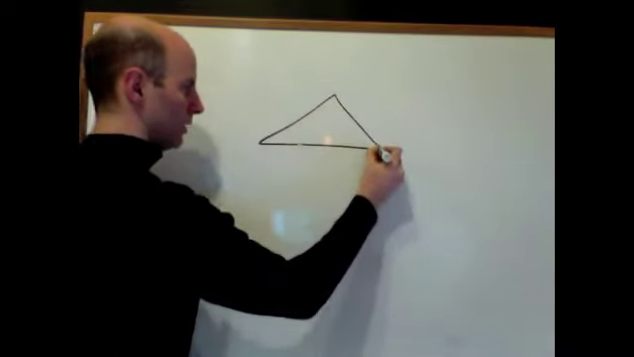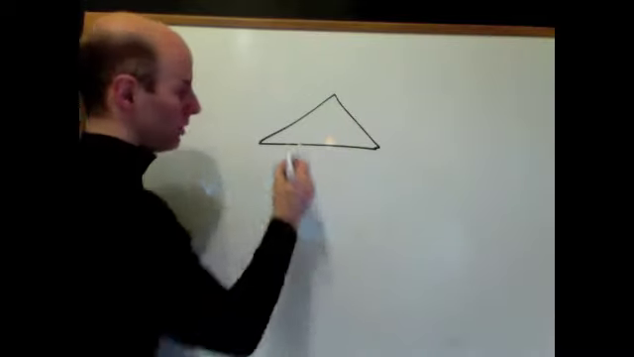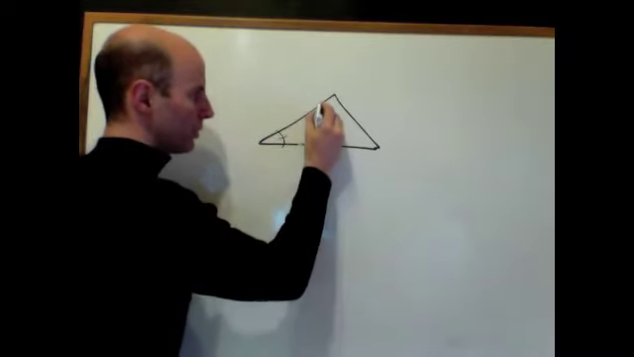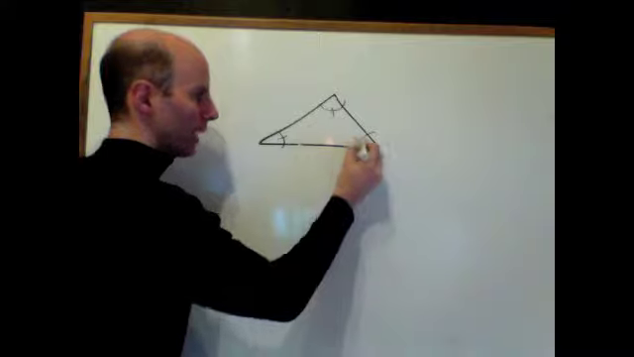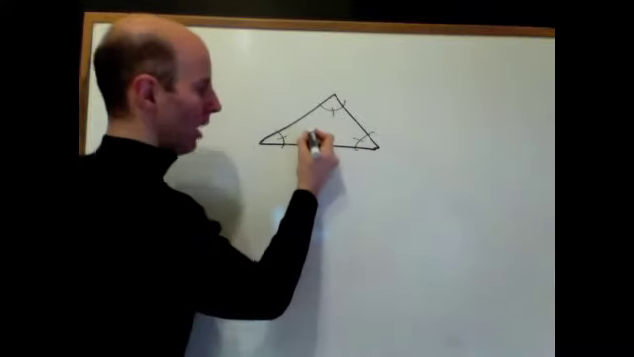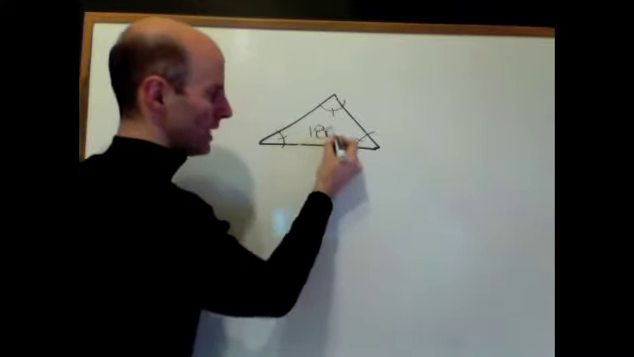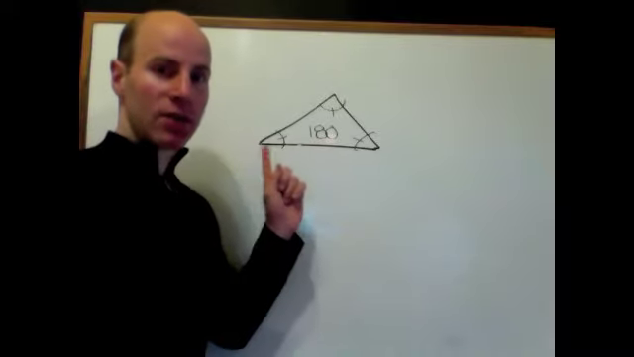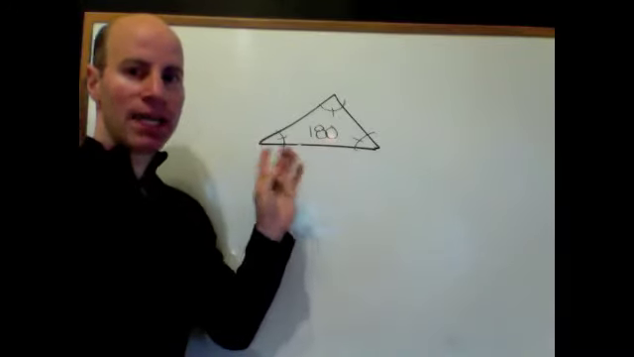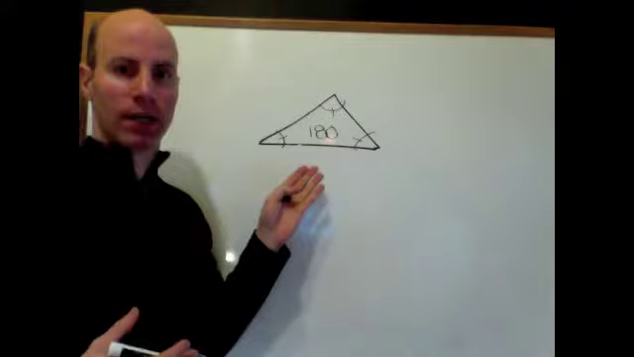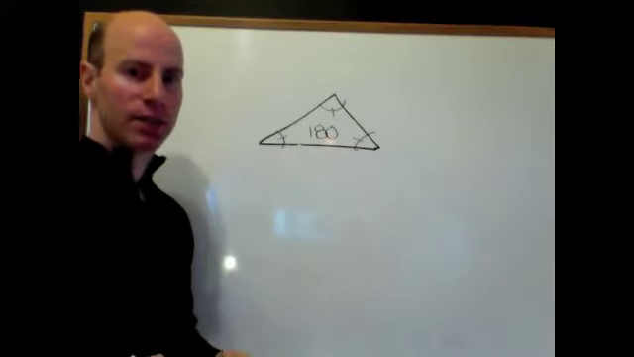The sum of the angles inside a triangle, the sum of those interior angles, whatever the combination is, they always add up to 180 degrees. So the sum of the interior angles of any three-sided polygon or triangle adds up to 180 degrees.